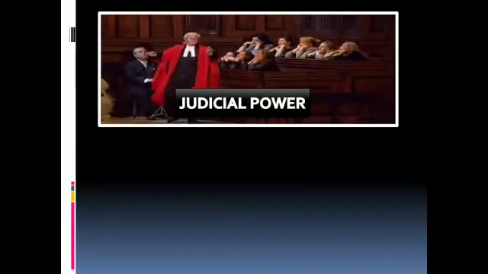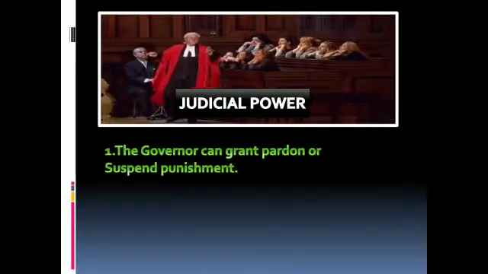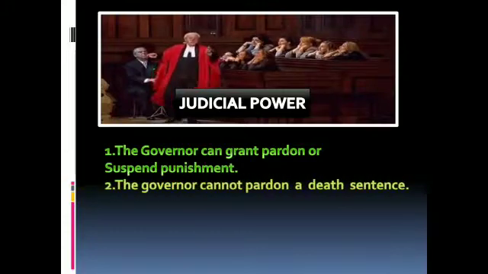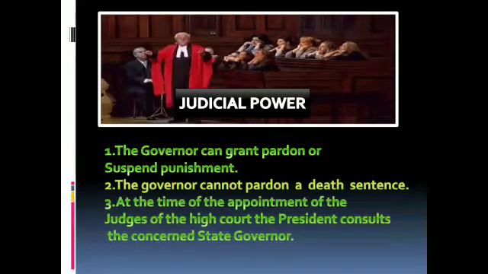Next, yes, this is judicial power. The governor can grant pardon or suspend punishment. The governor cannot pardon a death sentence. Okay, he cannot give excuses to a death sentence. At the time of appointment of the judges of the High Court, the president consults the concerned state governor.